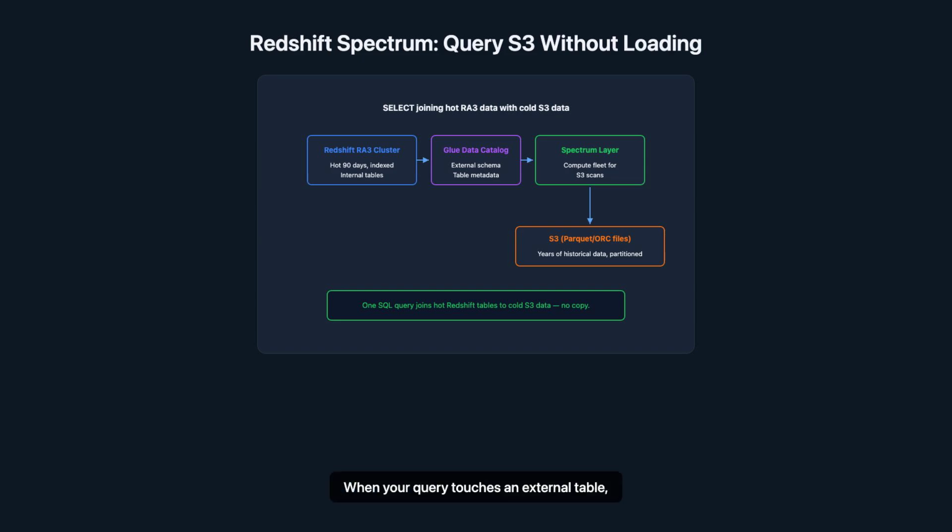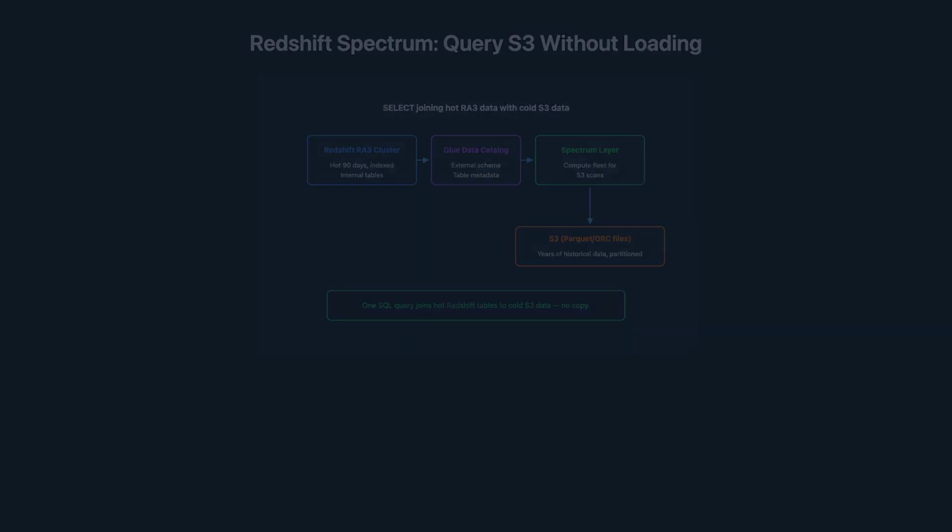When your query touches an external table, Redshift dispatches the work to a separate Spectrum compute layer on the right, which reads the Parquet files directly from S3. The result comes back to your cluster and joins with your hot internal tables. One SQL query, two storage tiers, no data copied between them.